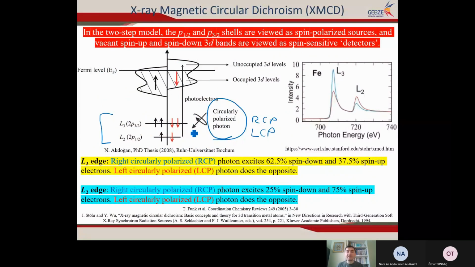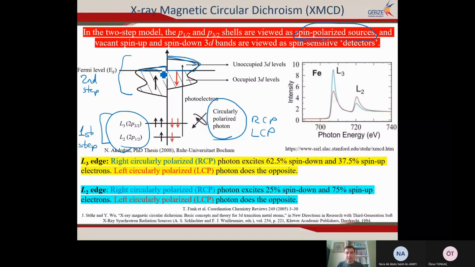Now let's discuss the second step. Second step, detection of these excited electrons. So I have already discussed, if you have enough place for the excited electrons, then they can come here. But let's consider that this level is completely filled.